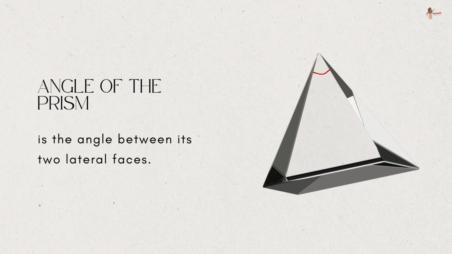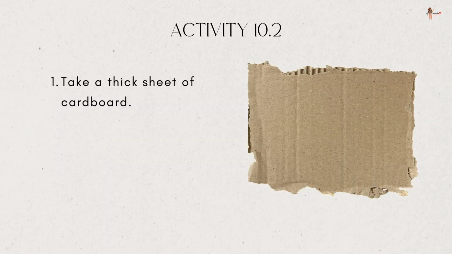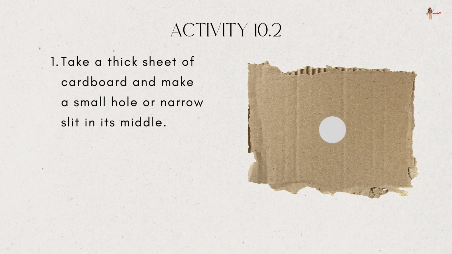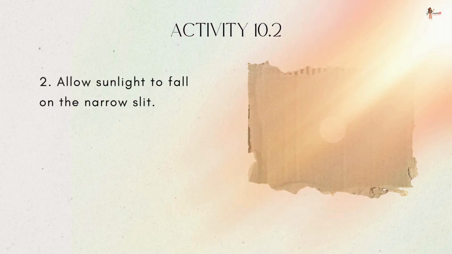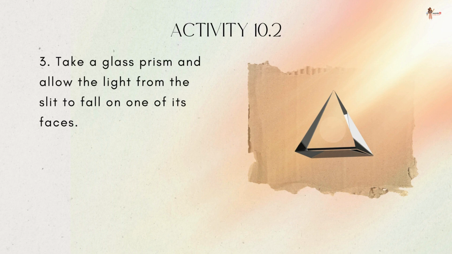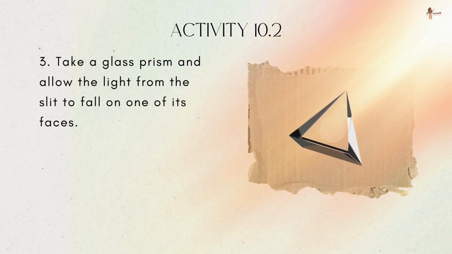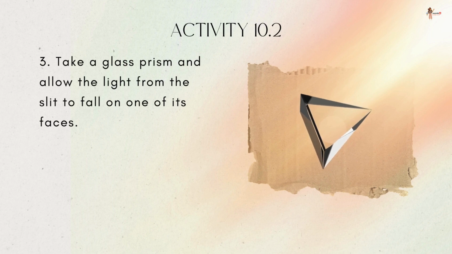Let us now do an activity to study the refraction of light through a triangular glass prism. Take a thick sheet of cardboard and make a small hole or narrow slit in its middle. Allow sunlight to fall on the narrow slit. This gives a narrow beam of white light. Now, take a glass prism and allow the light from the slit to fall on one of its faces as shown here. Now, turn the prism slowly until the light that comes out of it appears on a nearby screen.